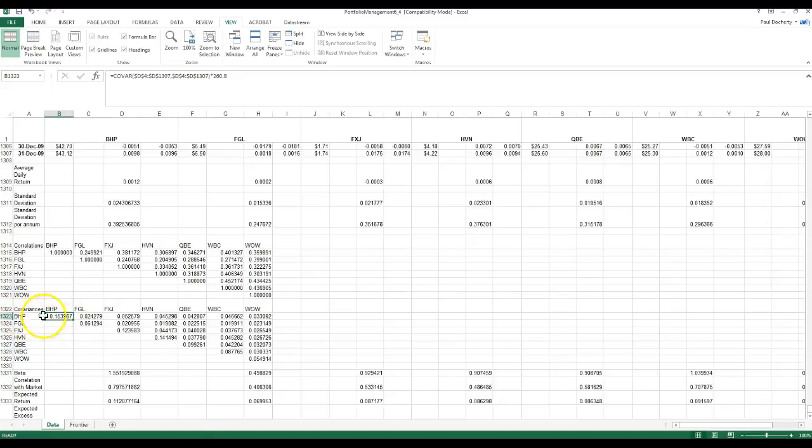Now, along this diagonal axis here, through the middle, so for example, this cell here is the covariance between BHP and itself. And as I said earlier, that actually just becomes the variance of BHP. So I've actually got variance values along this axis, which is why this is called a variance-covariance matrix.